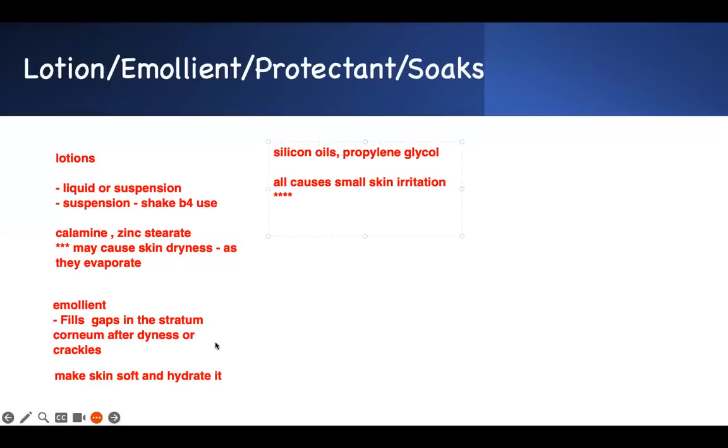Okay. The protectant, as the name says, protects the skin, right? They protect the skin from wetness or chafing and heat. That's all they do, and they're very, very good at doing that. So an example is zinc oxide. This is going to protect the skin from too much wetness or chafing. This is the medication used.